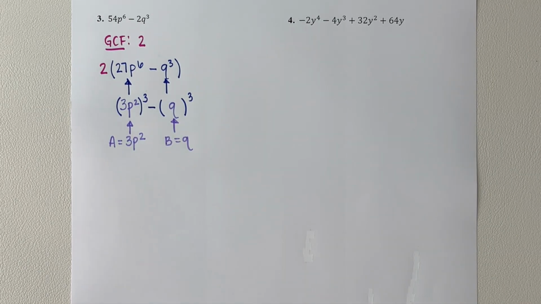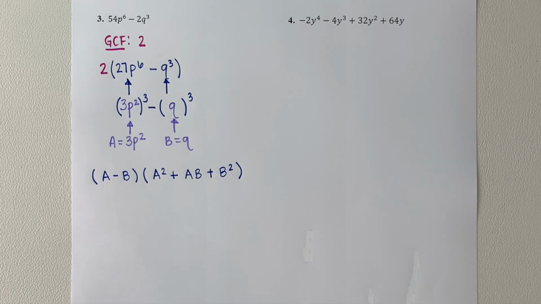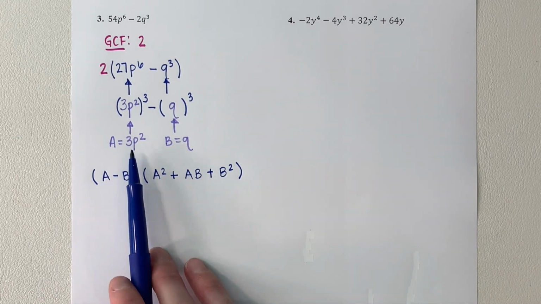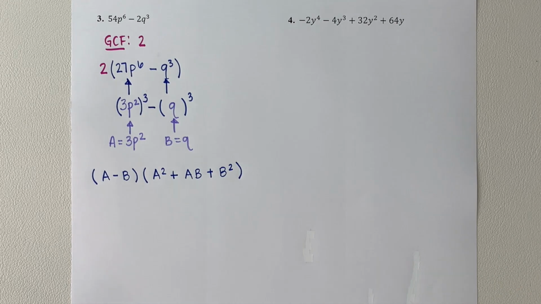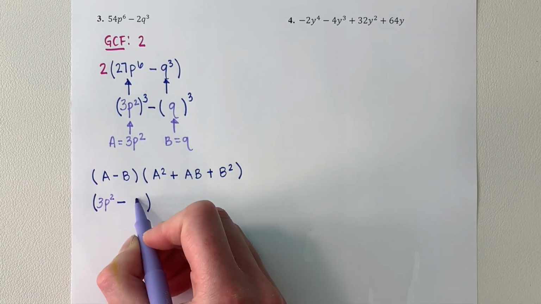Now that we've determined our a and our b, I'm going to copy down that formula from the previous page. This is the formula that we use for the difference of 2 cubes. And wherever we see a, we'll plug in 3p squared, and wherever we see b, we'll plug in q. So we'll plug 3p squared in for a and q for b.